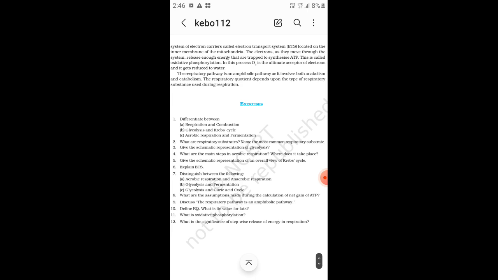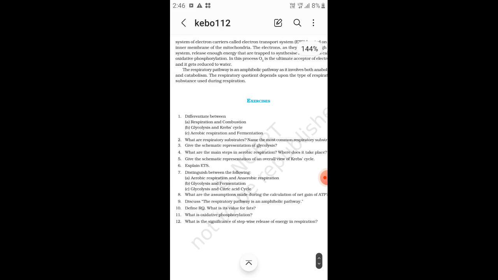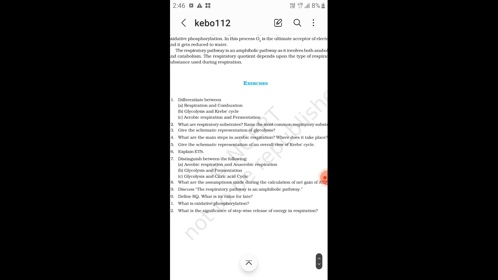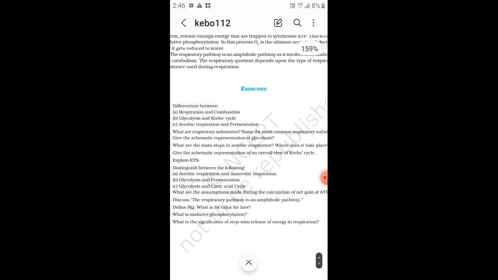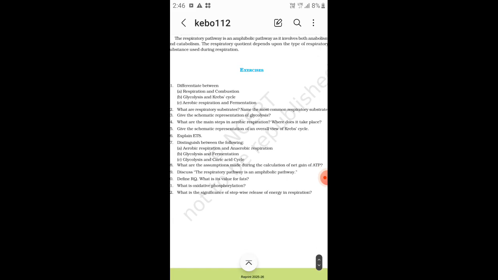Then glycolysis and Krebs cycle. Glycolysis, that is the EMP pathway, is the partial breakdown of glucose, right? And then there is the Krebs cycle, which occurs in the mitochondrial matrix. And aerobic respiration and fermentation. Aerobic respiration takes place in the cytoplasm, mitochondrial matrix, and then the inner membrane, right?